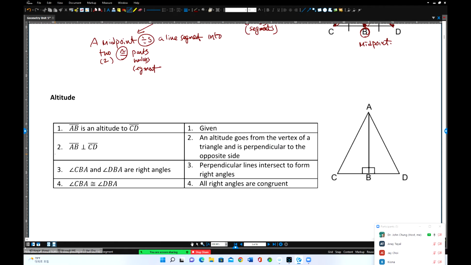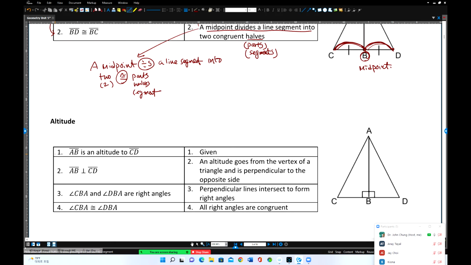Now another vocabulary is what? Altitude. Wow, this one is 4 steps. Altitude has 4 steps. That means you can go 1 to 2, but 2 to 3, and 3 to 4. When you have an altitude, there are 4 steps. Don't skip any step. You cannot jump because that's the rule.